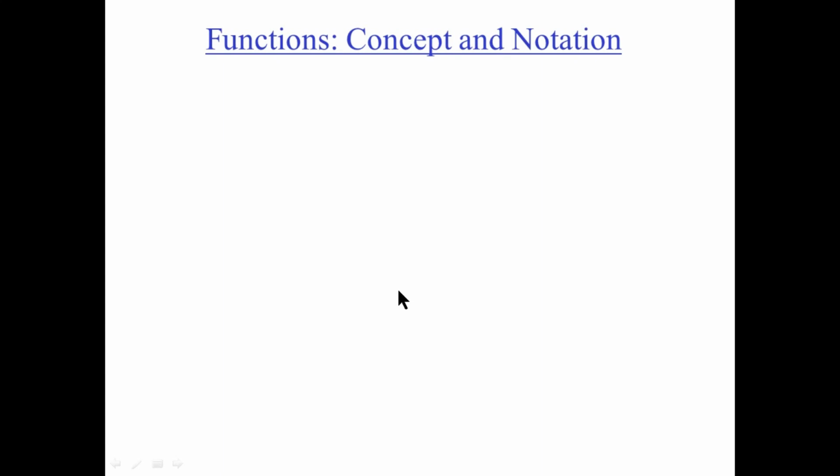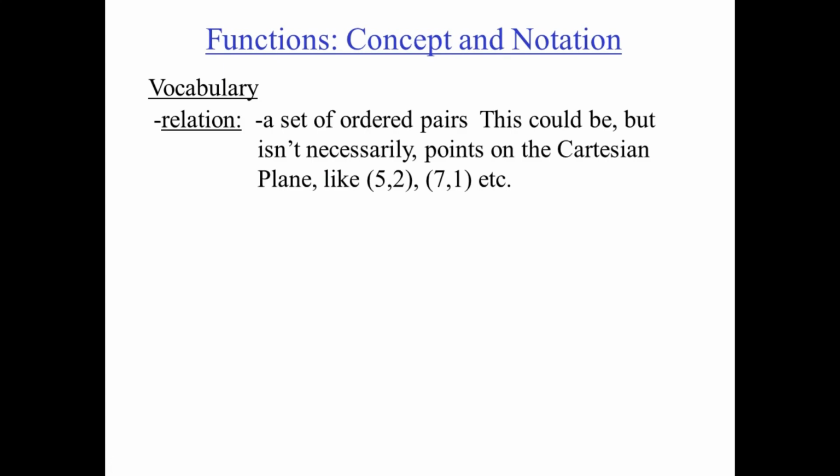Functions, concept, and notation. We could start with some vocabulary. A relation is a set of ordered pairs. This could be, but isn't necessarily, points on the Cartesian plane, like (5, 2), (7, 1), and so on. A relation, a set of ordered pairs. Ordered means that order matters. So, for example, this is (5, 2), not (2, 5).